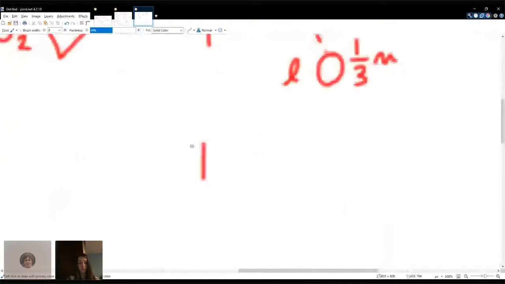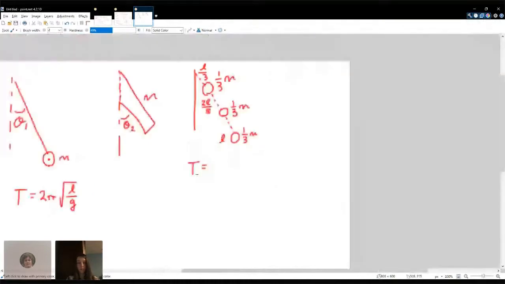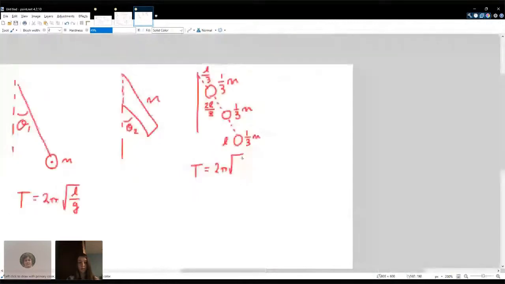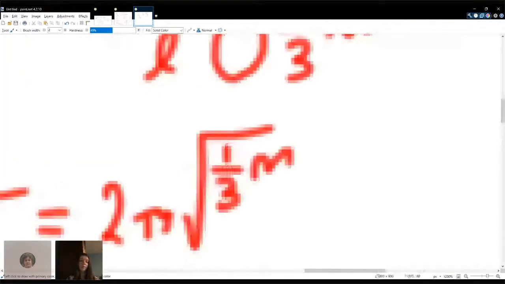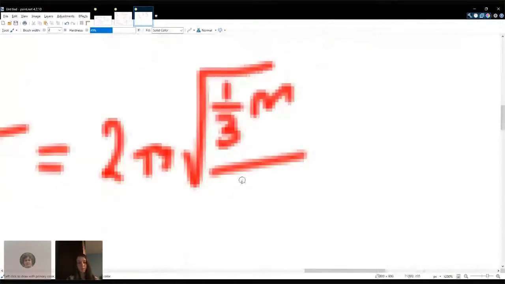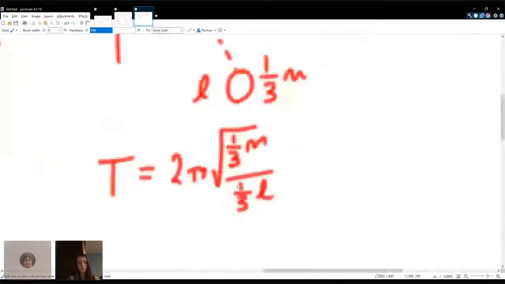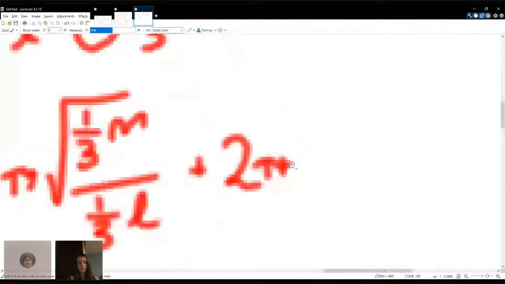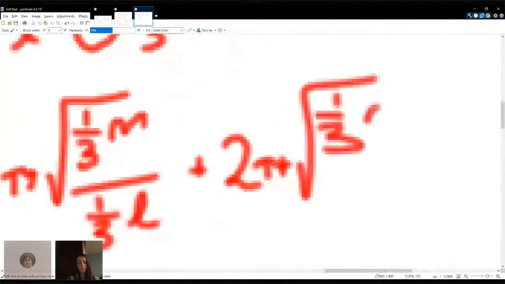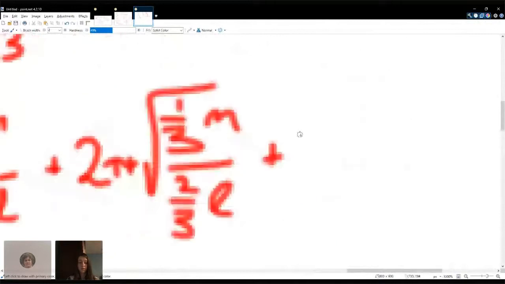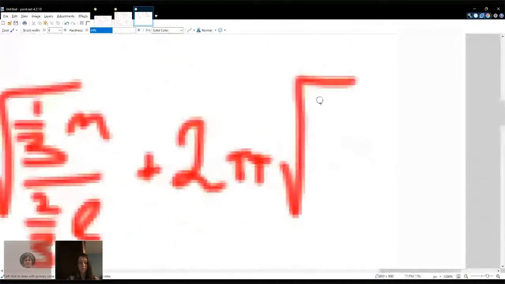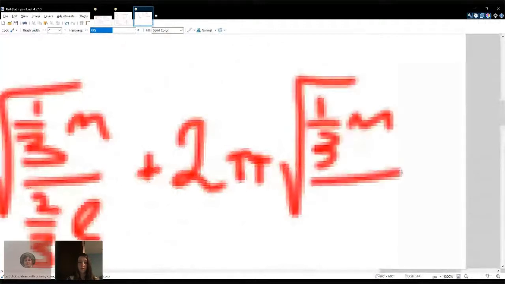The period would end up being the sum of these. So it would be 2 pi square root, the m over here is 1 over 3m, and the length is L over 3. So 1/3 L plus 2 pi square root 1/3 m over 2/3 L plus 2 pi square root 1/3 m over L.